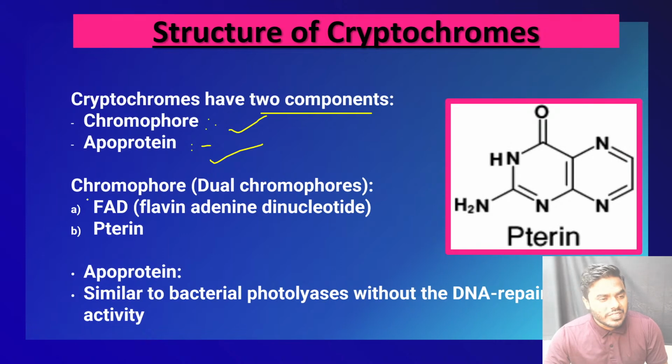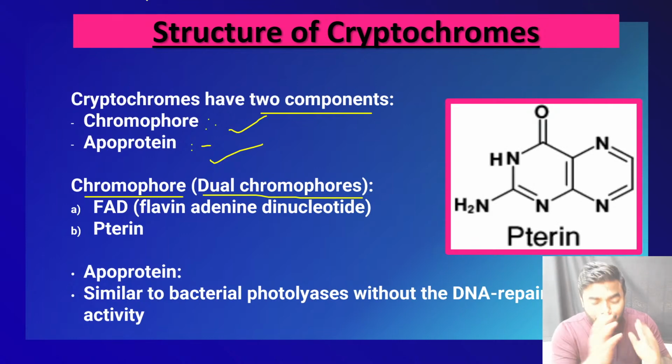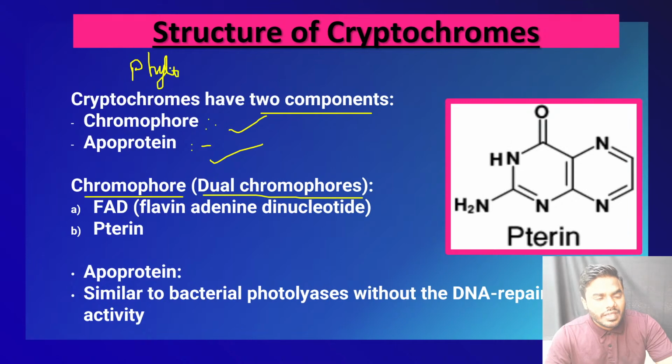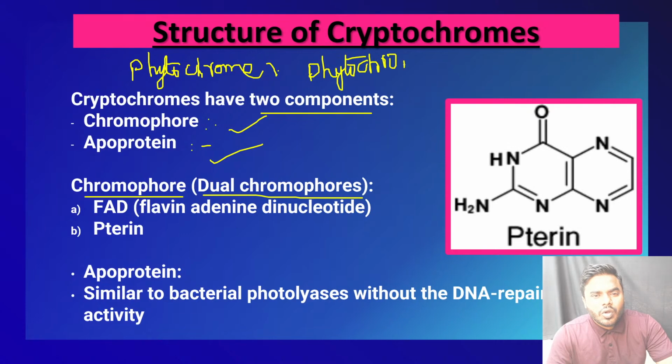Now everyone of you listen. The chromophore here is a dual chromophore. Friends, once again keep on comparing. In the phytochrome, what is the name of the chromophore we studied? The name of the chromophore we studied is phytochromobilin. Correct? This is what we have studied as the chromophore.